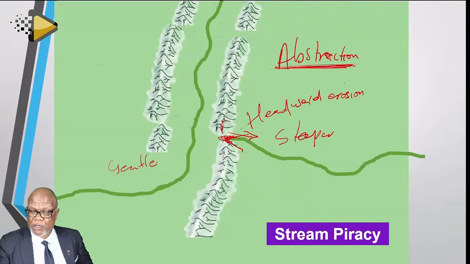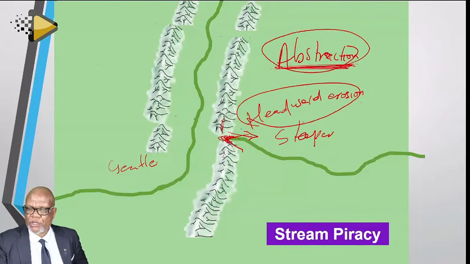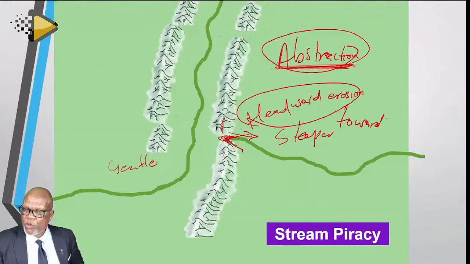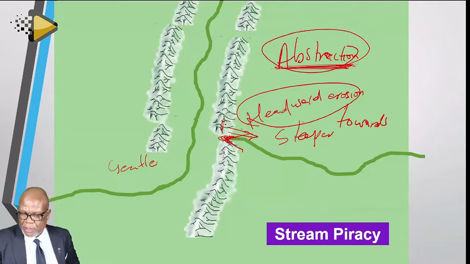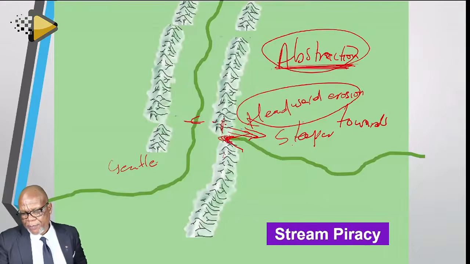That is called abstraction. What causes abstraction? It is headward erosion, when the river erodes towards the source. When the river erodes where it's coming from. The water falls on top here and flows in that direction, falls on top here and flows in that direction. So this side is steeper, that is why there is more erosion.